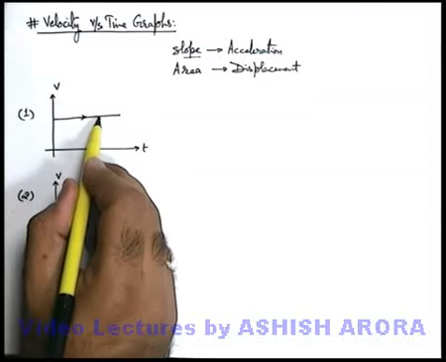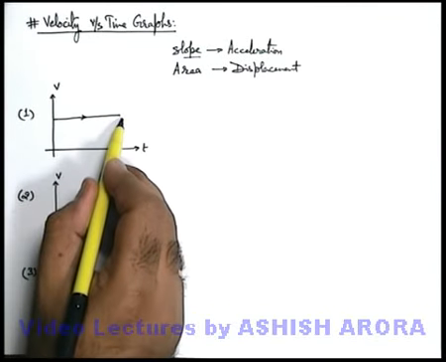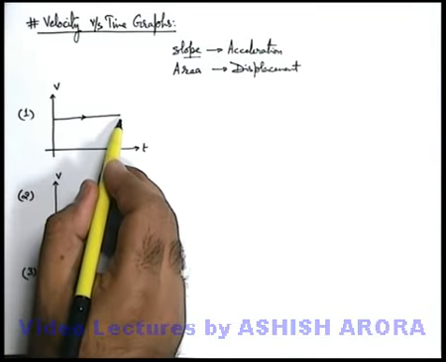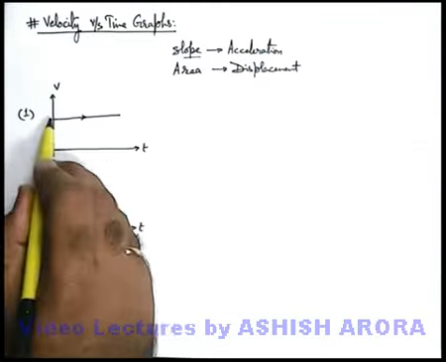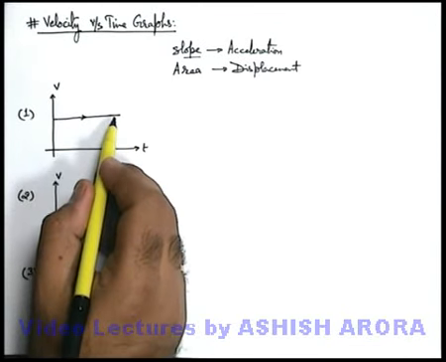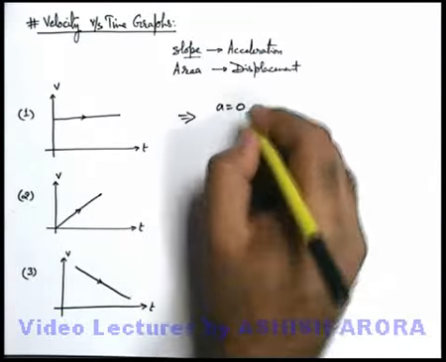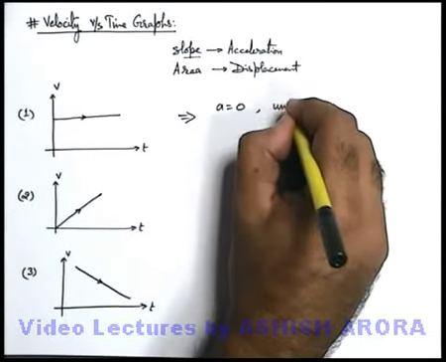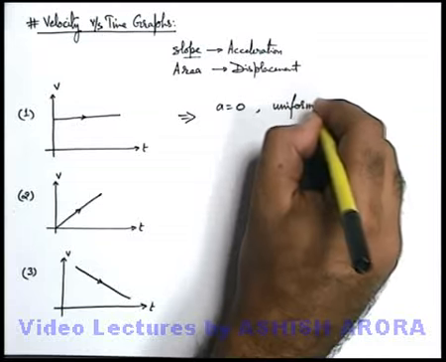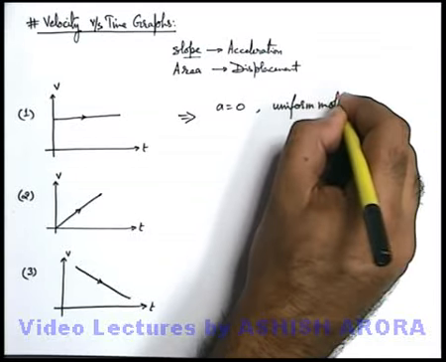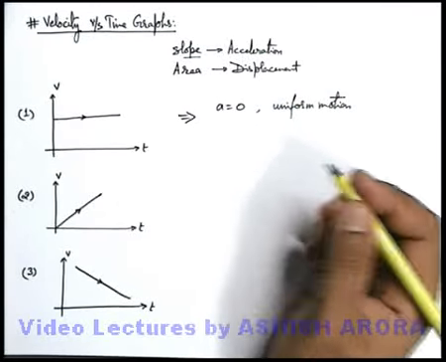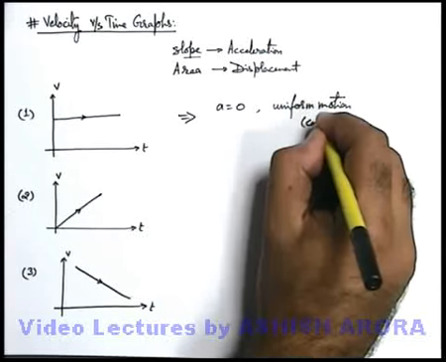The first one is the graph where the velocity time graph is a horizontal straight line. So you can simply state the slope of the straight line is 0. So this is the graph which corresponds to zero acceleration, or we can consider it the graph of uniform motion. Here the particle moves with a constant velocity, that is uniform motion.